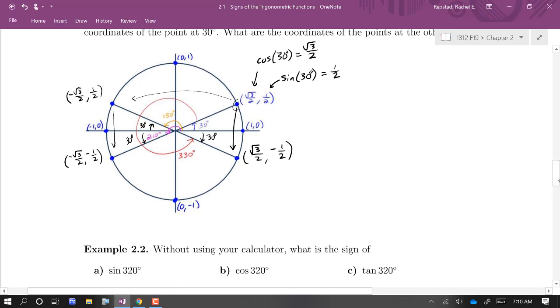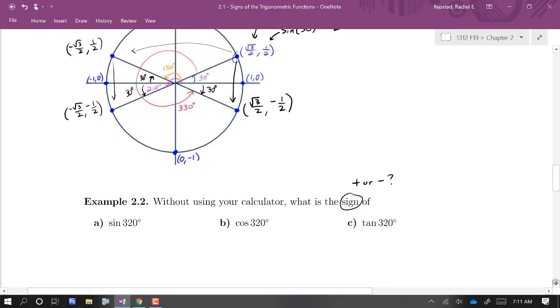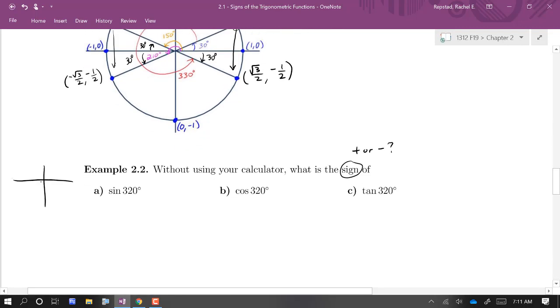We get some immediate insights into the values of the trig functions when we view them as points on the unit circle. So this says, without using our calculator, what is the sign of, and here they just mean, is it positive or negative, of sine of 320 degrees, cosine 320 degrees, tangent 320 degrees. Well, 320 degrees, that's in quadrant 4, right? That's somewhere like here.